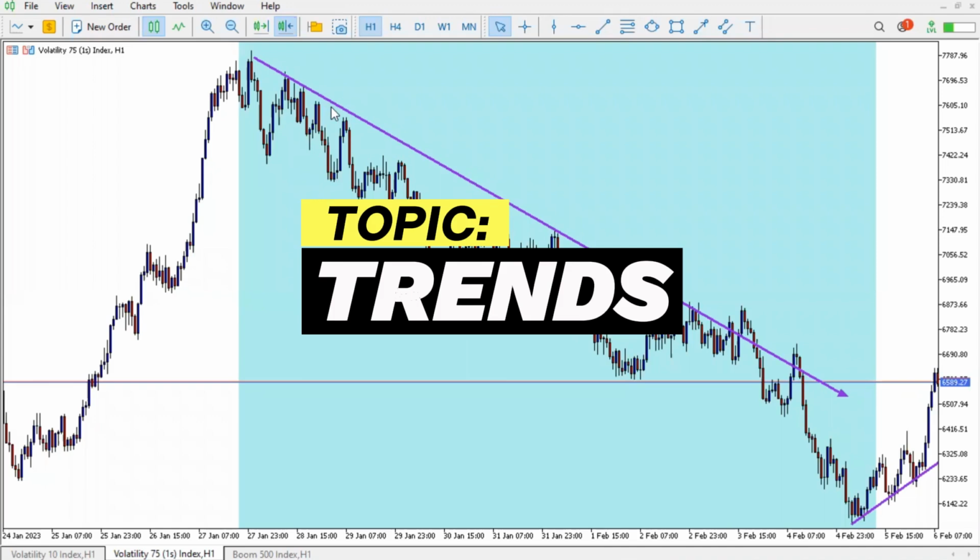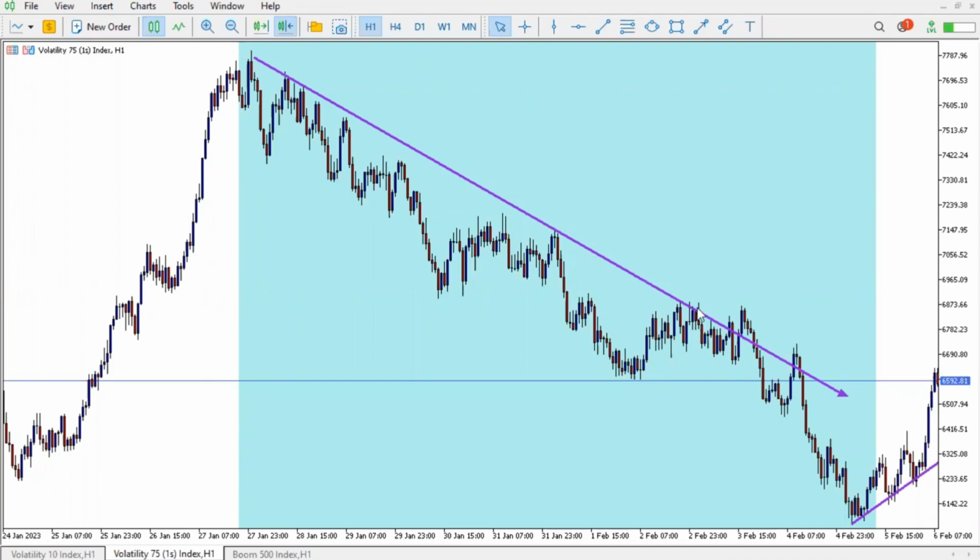Okay, so what I was saying before is a downtrend. You join the highs like this, a high to another high to another high, the major highs together, to form what we call a trend line. So this is for the case of a downtrend.